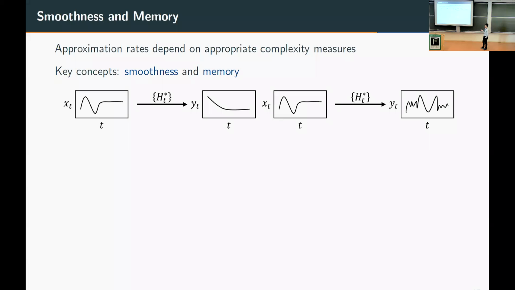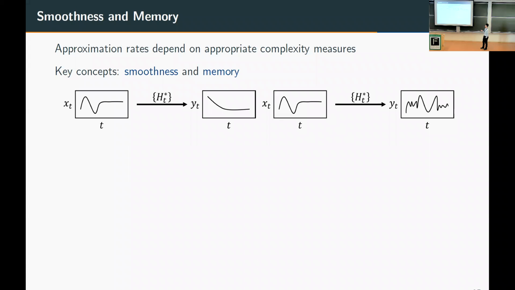I'll just illustrate with a plot. So these are two classes of sequences of functionals. The input is the same, but they produce different outputs. The first one is smooth in the sense that the input is smooth and the output is smooth in time. But the second one is not quite. The input is very nice and smooth in time, but the output is kind of jagged, right? So this is a non-smooth functional.